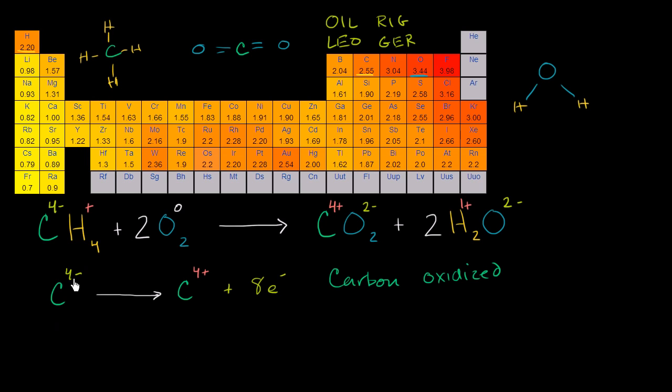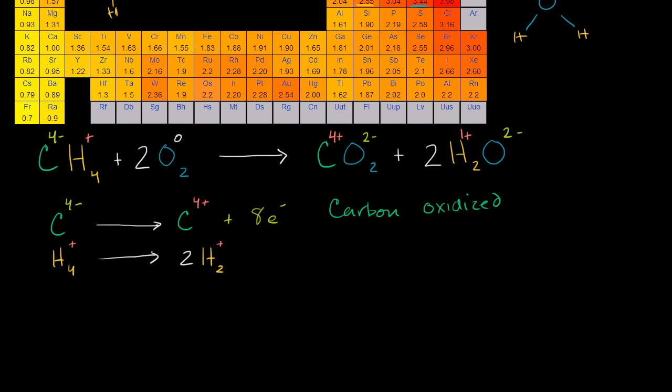Now let's think about the hydrogen. On the left-hand side, you have 4 hydrogens that each have an oxidation number of +1. On the right-hand side, you have 4 hydrogens. We're writing it in a slightly different way. We could write it like this: 2 H2s that each have an oxidation number of +1. So the oxidation numbers for the hydrogens have not changed. So the hydrogens have neither been oxidized nor reduced.